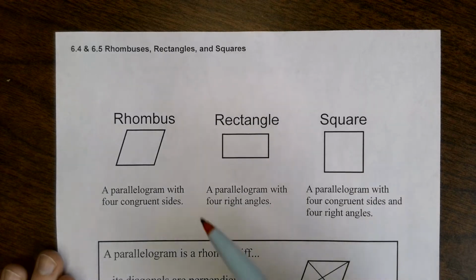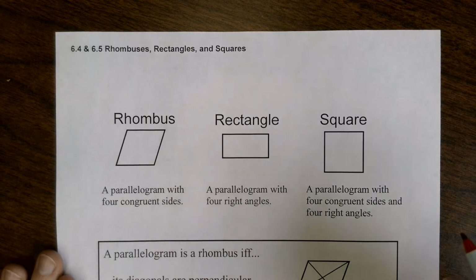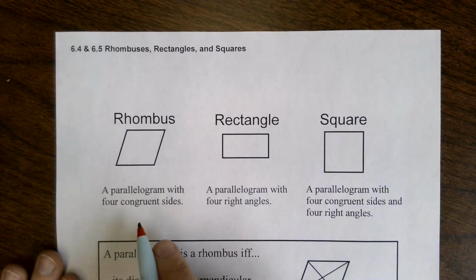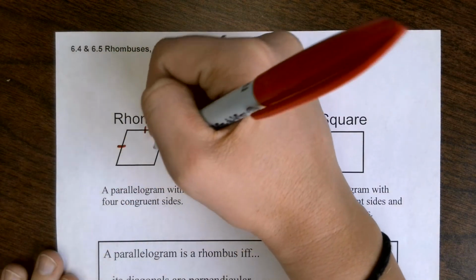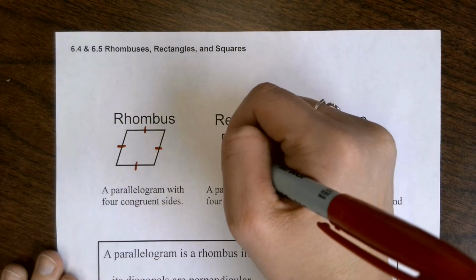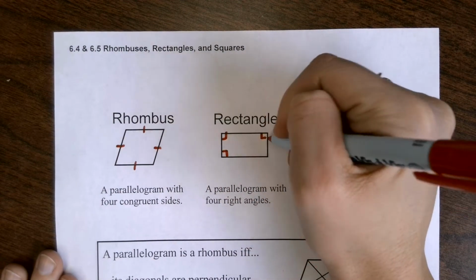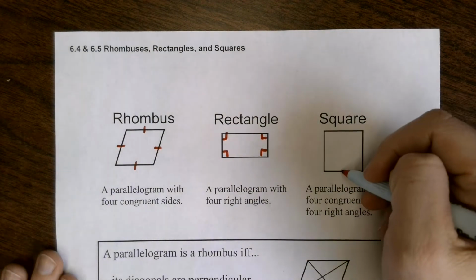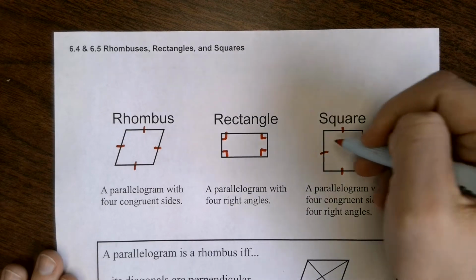Okay, so for each of these, we're talking about a parallelogram that is more specific. So a rhombus is just a parallelogram that has 4 congruent sides. A rectangle is just a parallelogram that has 4 right angles. And a square is a parallelogram that has both. It has 4 congruent sides and 4 right angles.